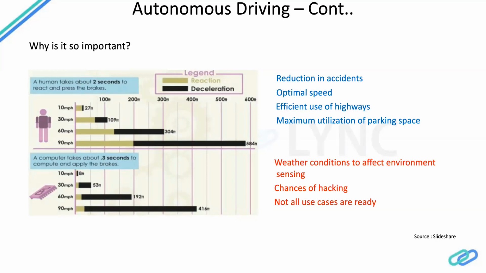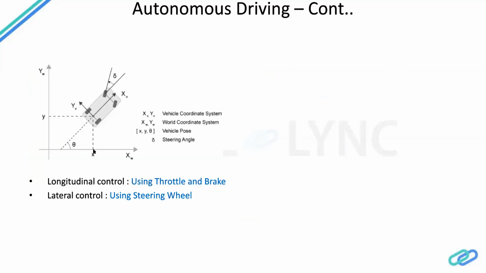These are the few challenges that are still there in the autonomous driving ecosystem. Basically, if you see here, the vehicle can move in a 2D plane, so it has movement that is possible in the X direction and also in the Y direction. In the vehicle coordinate system, when you go ahead, it is the positive X direction. When you go backward, it is the negative X direction. When you drive left, it is positive Y, unlike the normal Cartesian coordinate system. And if you drive to the right side, it is in the minus Y direction.